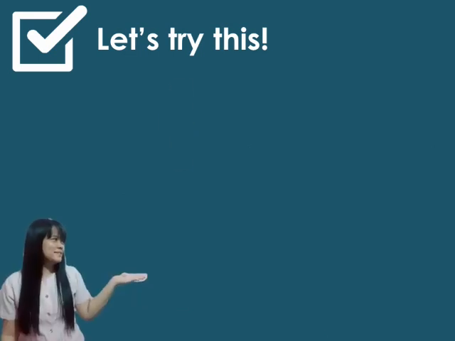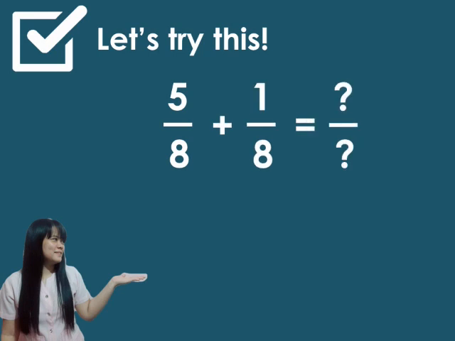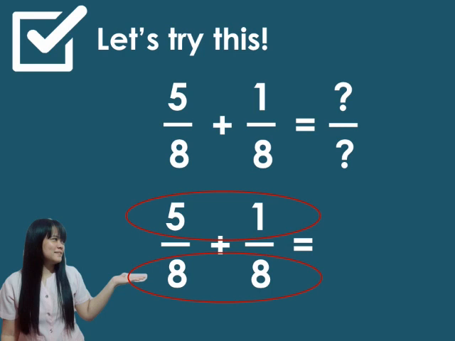Another. 5 over 8 plus 1 over 8 is equal to? Okay, let us have the numerator, which is 5 plus 1, and the denominator, which is 8. So the answer will be 6 over 8, or we can simplify as 3 over 4.